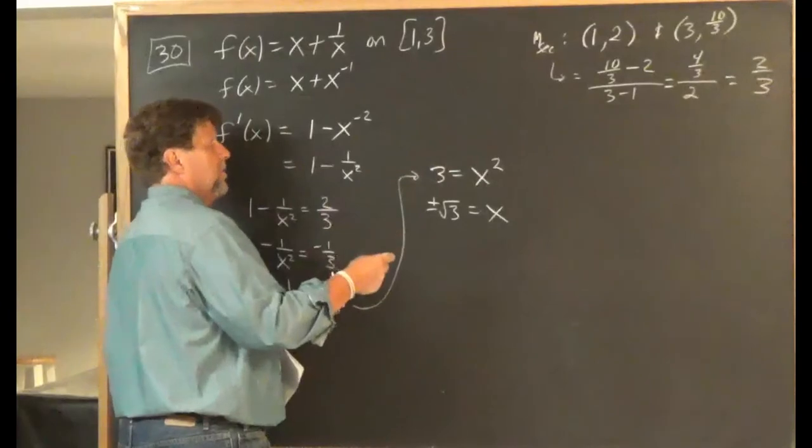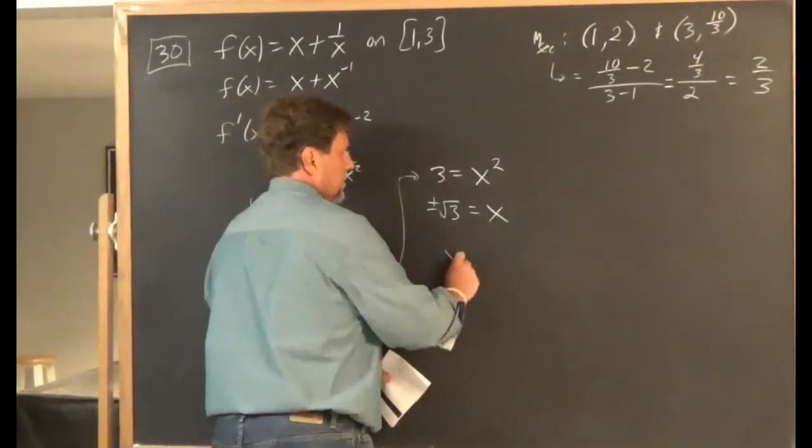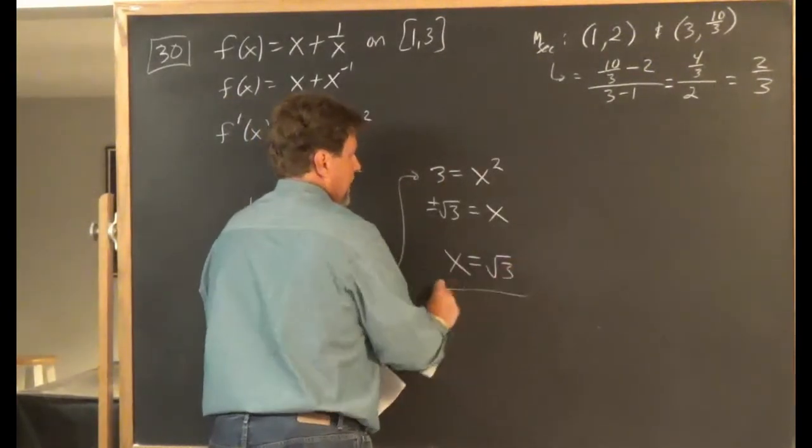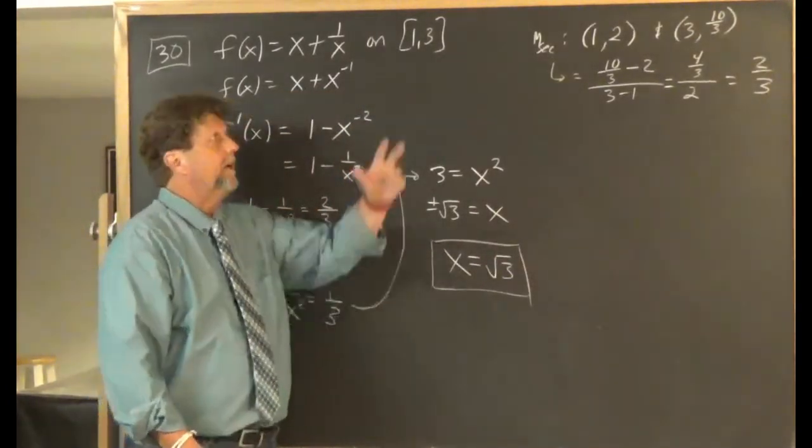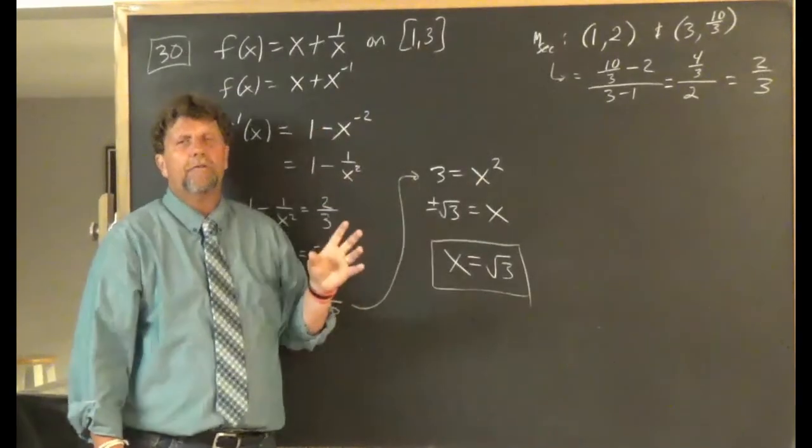So the answer to this question is just x equals square root of 3, because negative square root of 3 would not be in the open interval 1 to 3.